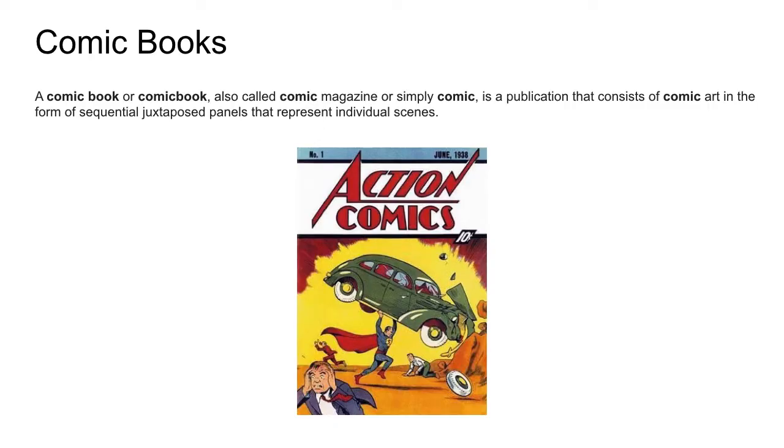A comic book or comic book. I love that space or no space kind of thing here. Also called comic magazine or simply comic, is a publication that consists of comic art in the form of sequential juxtaposed panels that represent individual scenes. So, what on earth does that mean?